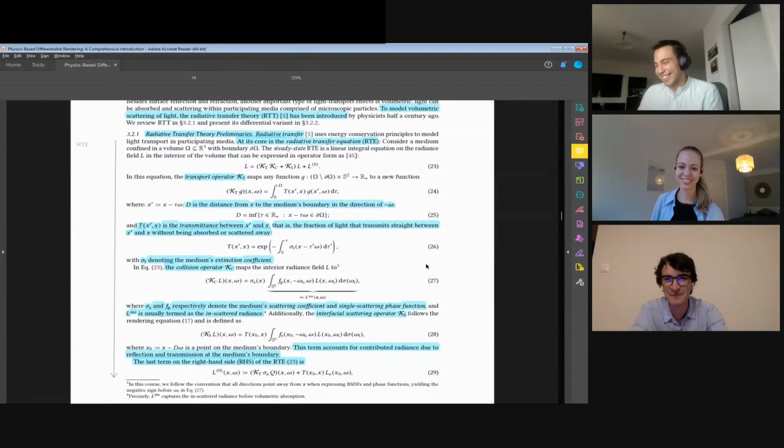Exactly. But at least they use extinction coefficient with sigma t, I think. Right. I think this was one confusing thing last time. But this is more familiar to me as well.